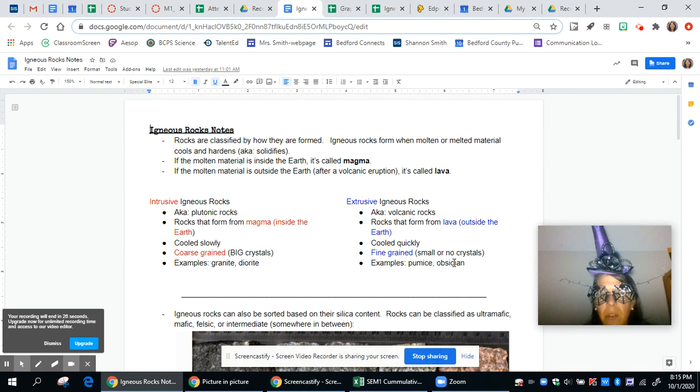Examples of extrusive rocks, like I said, are obsidian. There's pumice, scoria, lots of cool things. If you can see either the lack of crystals or sometimes air bubbles, those are good indicators that you're dealing with extrusive rocks.